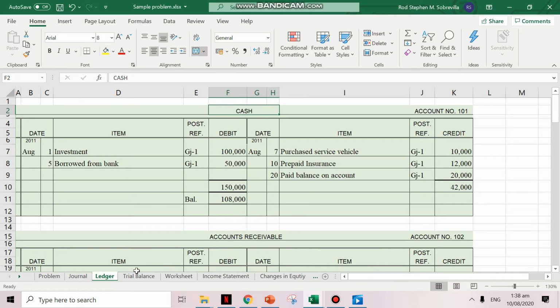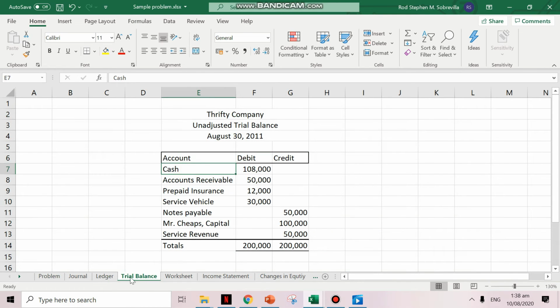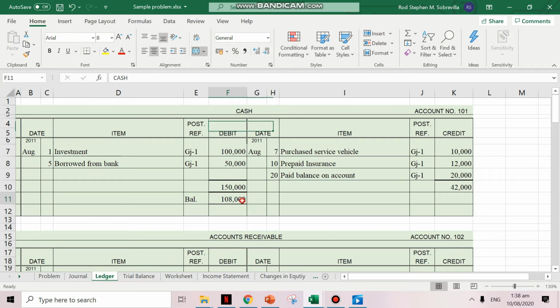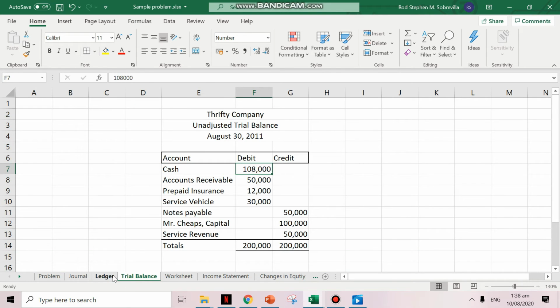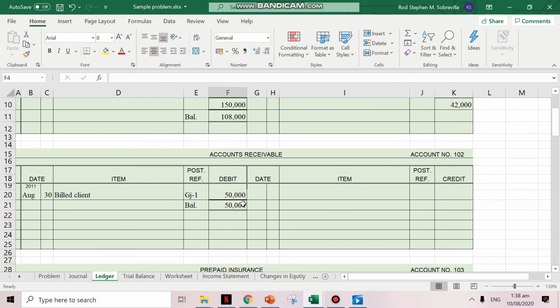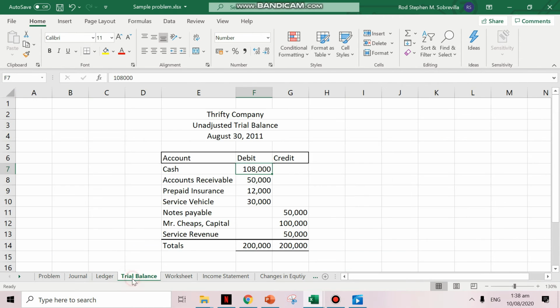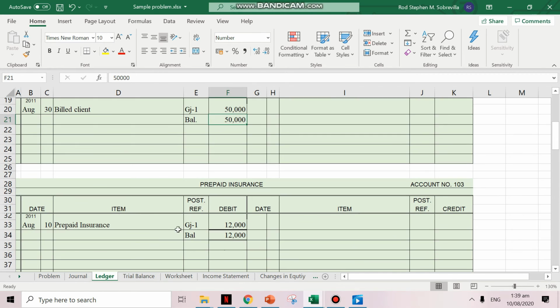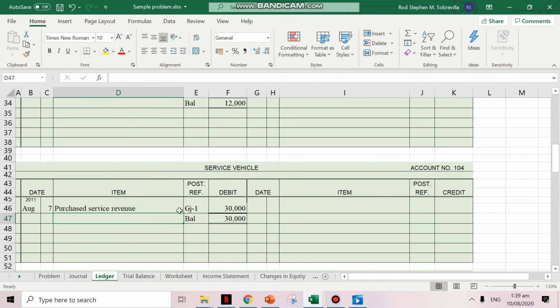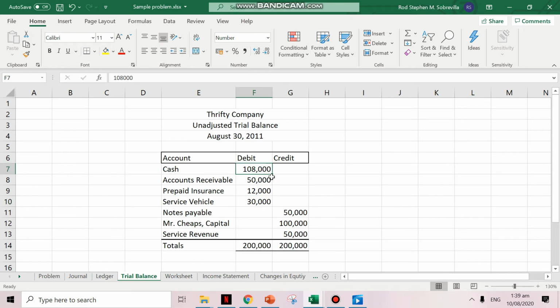So, una yung cash. And then, nasan yung final balance niya? Nasa debit. For the amount of 108. Next is accounts receivable. Debit. 50,000. And then, next is prepaid insurance. 12,000. Debit. Then, service vehicle 30,000 debit. So yan, nasa normal balance sila.